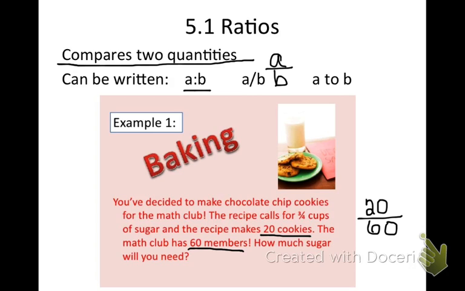So then I could figure out how much sugar I would need. I need 3 times the amount of sugar to make those 60 cookies. So if I take 3/4 and multiply that times 3, I get 9/4, which is an improper fraction. So let's make that into a mixed number. 4 goes into 9 twice, and I have 1/4. So I would need 2 1/4 cups of sugar to make that many cookies.